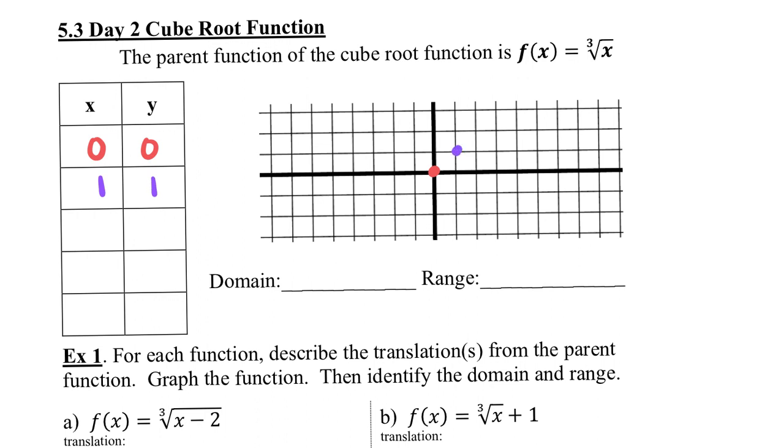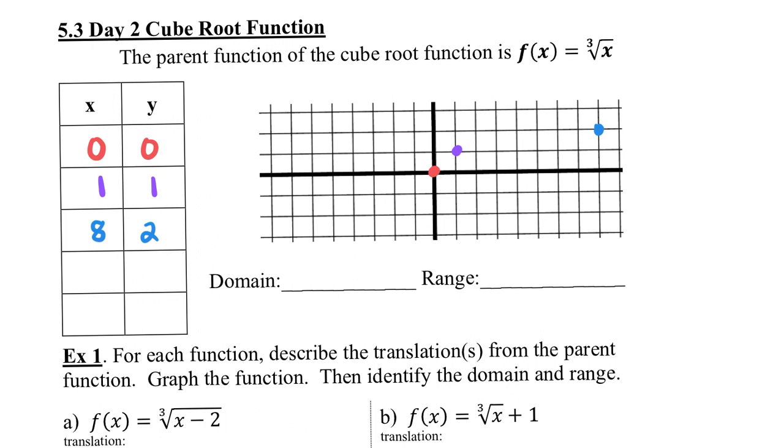Okay, what's another number that's easy to do a third root of? I'm going to do 8. Why am I doing 8? Because 2 times 2 times 2 is 8, so the third root of 8 is 2. So I'm going to go 1, 2, 3, 4, 5, 6, 7, 8, up 2.